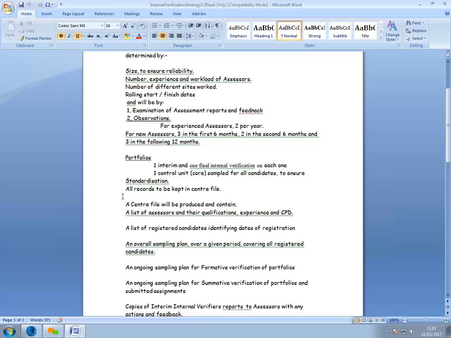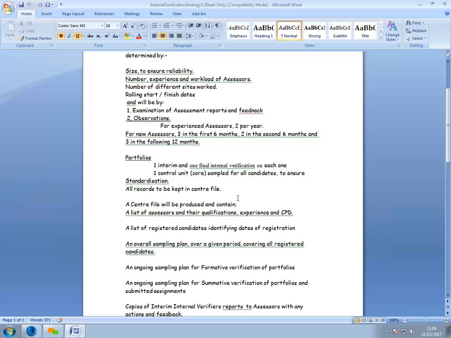The next bit is coming to the important part. All records must be kept in a centre file. In other words, the centre must have an IQA file, and all the records and documentation that's completed for that must end up in that file. It must be kept at least electronically, but certainly I would recommend paper-based records as well. There aren't that many of them, so you can do that quite easily.